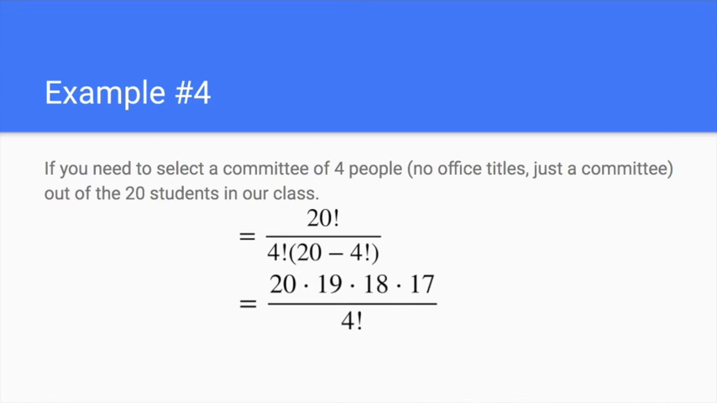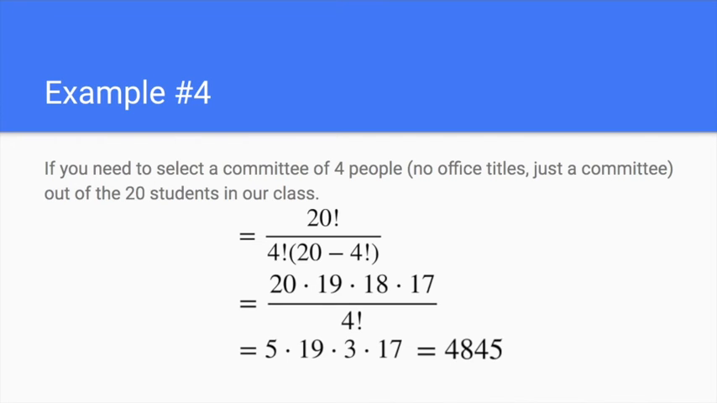So 3 times 2 is 6. 18 is divisible by 6, so that would leave me with a 3 in the top. So that's what I did. 20 divided by 4 gives me 5. 18 divided by 6 gives me 3. And that leaves me with 5 times 19 times 3 times 17, which is 4,845.